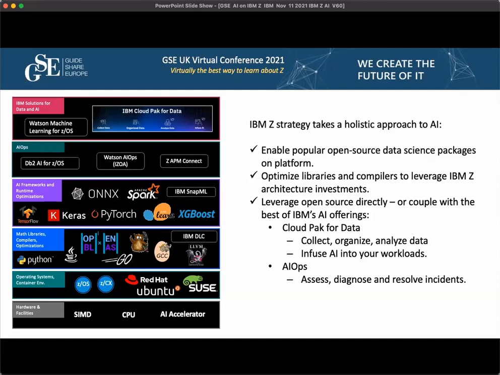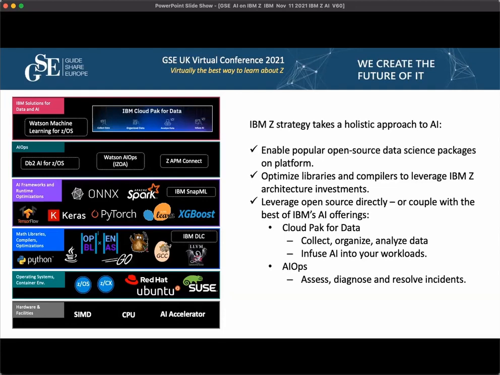And bringing the latest in AI technologies to IBM Z is a key focus for us to ensure that you, our clients, have the most reliable, secure, and high-performing environment to deliver critical business insights.